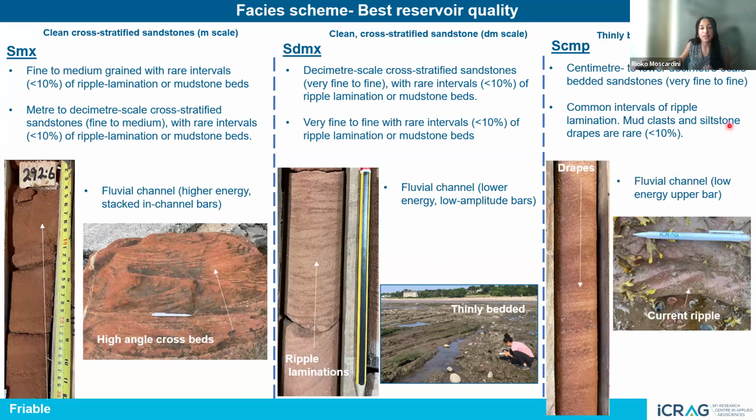And then we also have the thinly bedded ripple laminated sandstones, which are very fine to fine grained, and also have a low percentage of mud clasts, but they have higher intervals of ripple laminations, as nicely seen in outcrop here. And all of these are related to river deposits, so all fluvial environments.